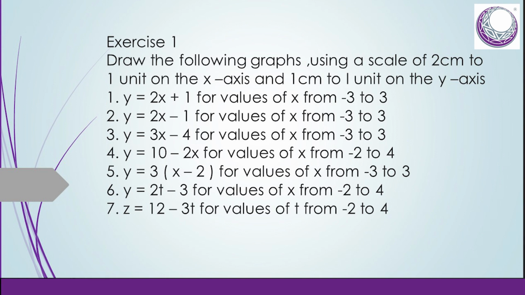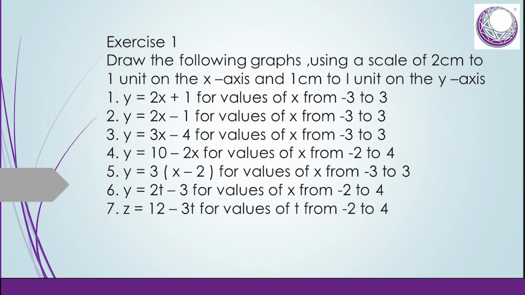Number 3, y = 3x - 4 for the values of x ranging from -3 to 3 as well. Right, number 4, y = 10 - 2x for the values of x ranging from -2 to 4. Number 5, y = 3(x - 2), with the 3 outside the brackets, which looks a bit different from the first, for the values of x ranging from -3 to 3.